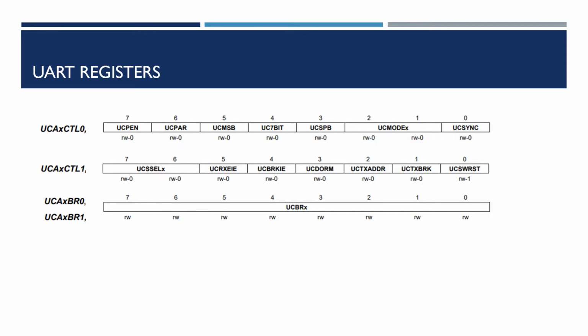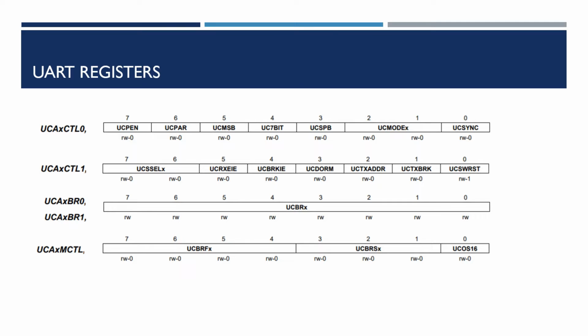Next, we have BR0 and BR1, which we've already discussed, which save the integer part of our divisor or the prescaler. Next, we've got the MCTL register, the modulation control register. And as we've already seen, the BRSx will hold the fractional value for our baud rate. And UCOS16 is basically used to select a particular mode.